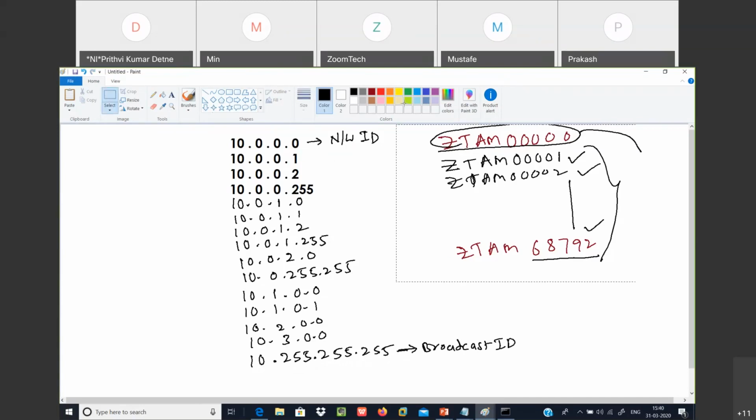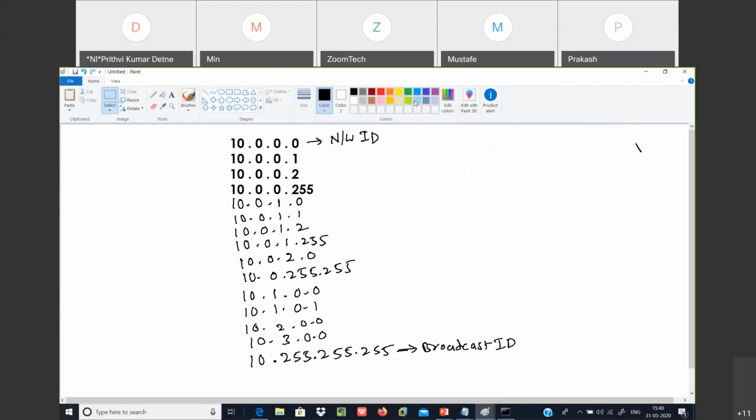Why are two IPs subtracted? One for network identification and one more for broadcasting purpose. Like network ID and broadcast ID, all IP addresses in between we call valid IP addresses or usable IP addresses.